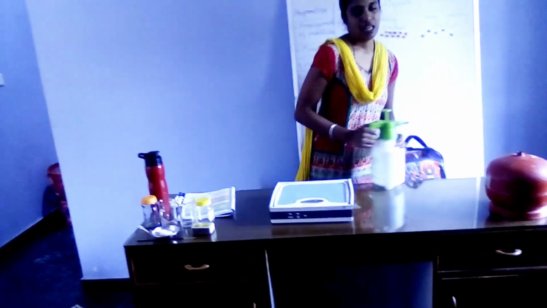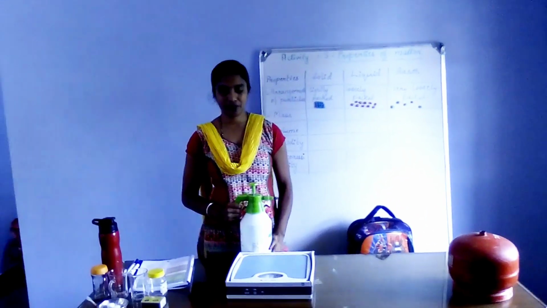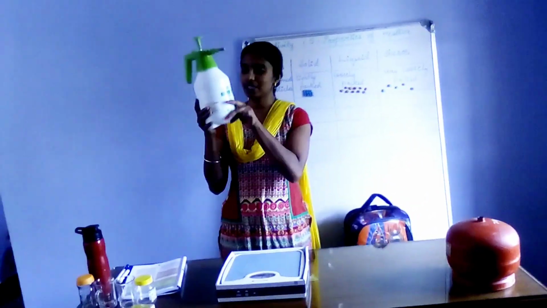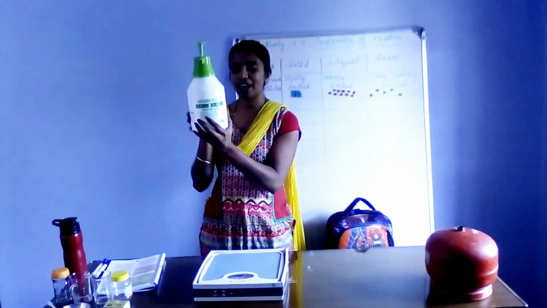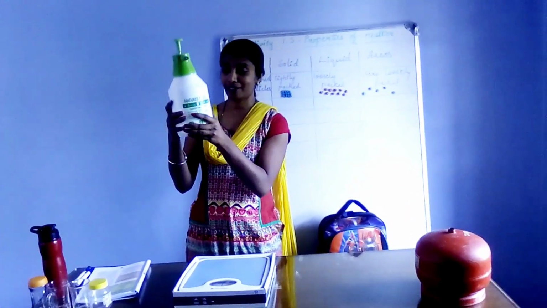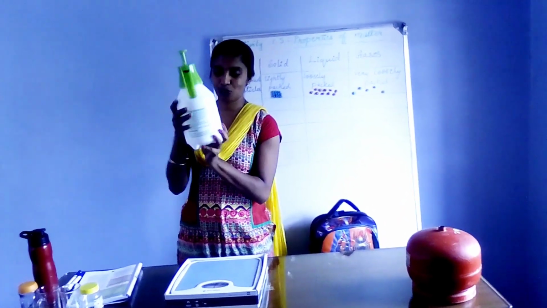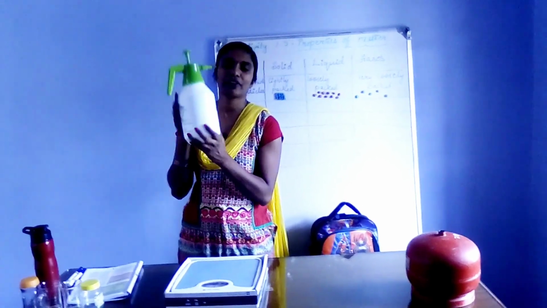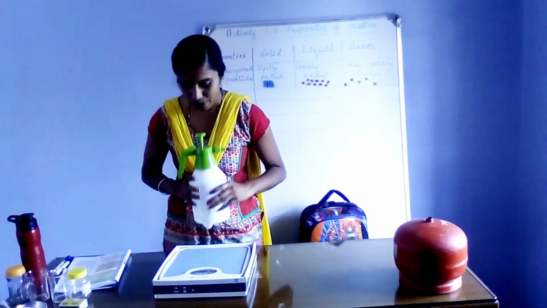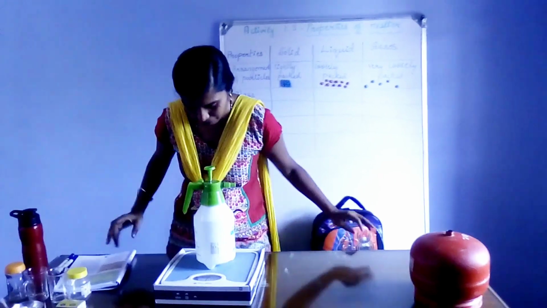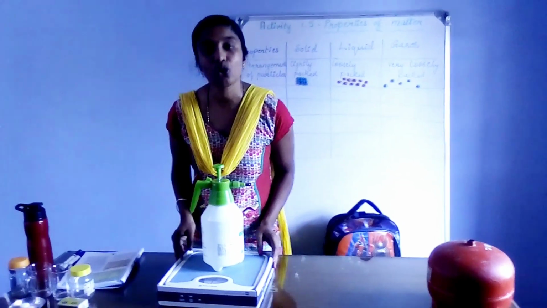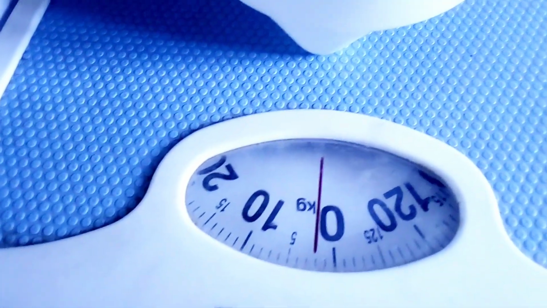Then I'll be keeping this liquid, water. I have filled water in this gardening watering can, and around 1500 ml of water is there. So we'll see that liquid has a definite mass. Here I have kept it. It is showing around 2 kgs. So this shows that the liquid has a definite mass.